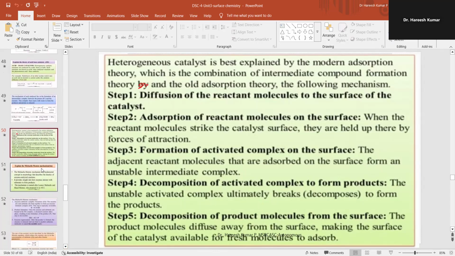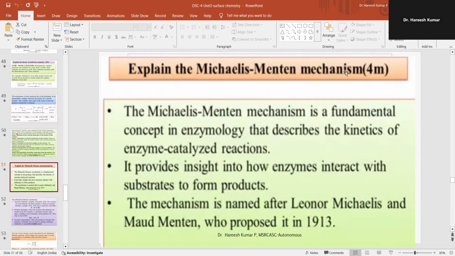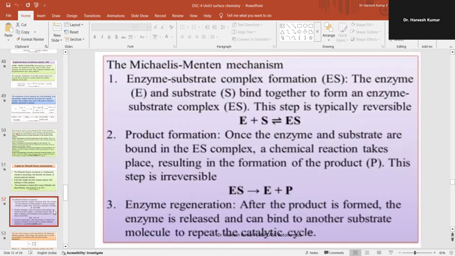Okay. Then I will explain the Michaelis-Menten mechanism. The Michaelis-Menten mechanism is a fundamental concept in enzymology that describes the kinetics of enzyme catalyzed reactions. It provides insight into how enzymes interact with the substrate to form a product. The mechanism is named after Leonor Michaelis and Maud Menten, who proposed it in 1913.